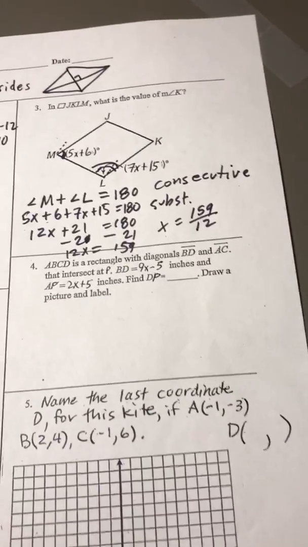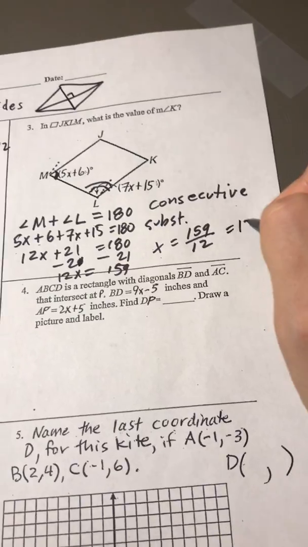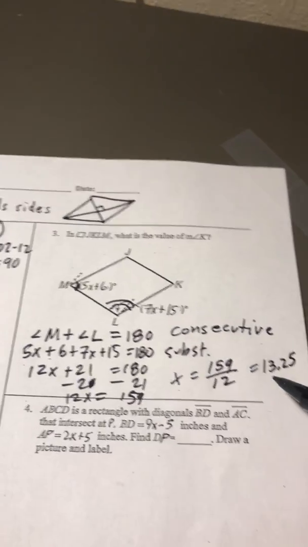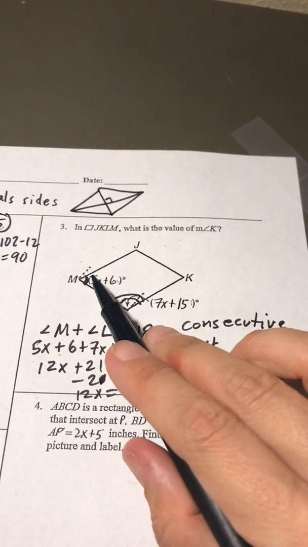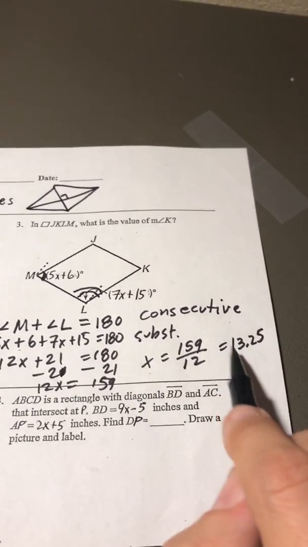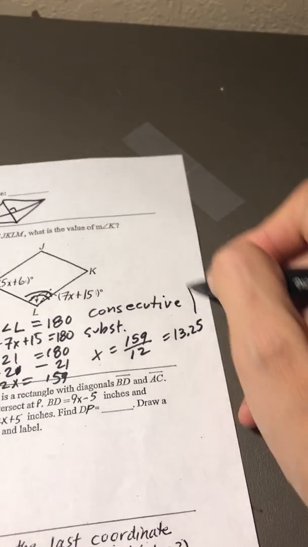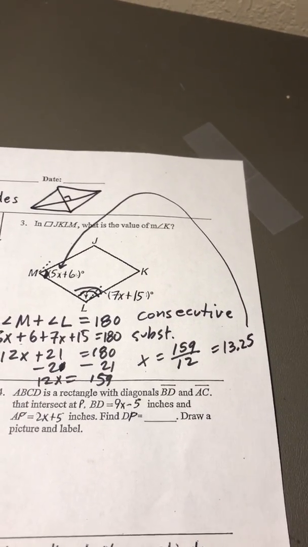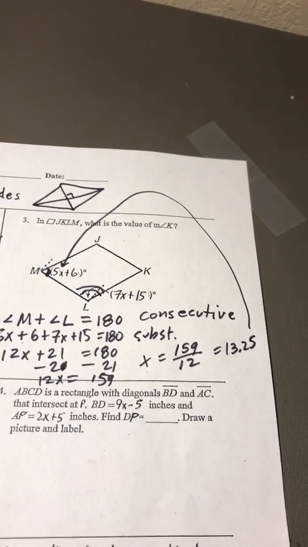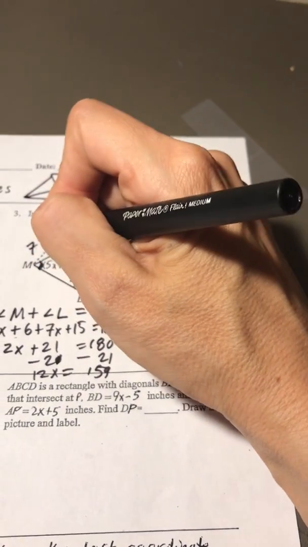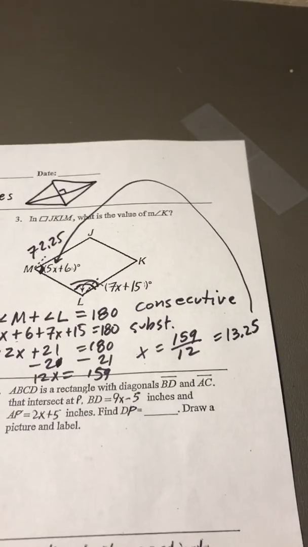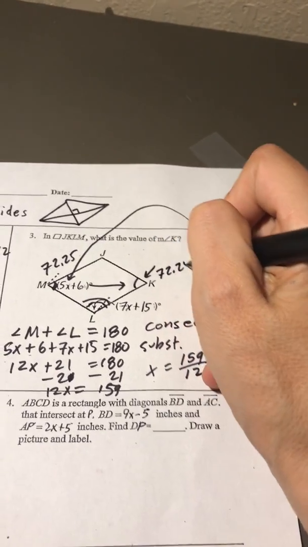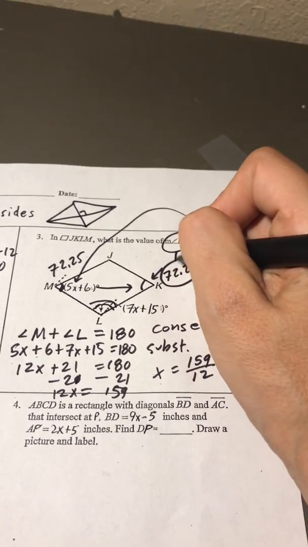Okay, so let's see what happens there. I end up getting 13.25. Not the end of the world, but okay, so x is 13.25. So now what we want to do is plug this back in just to double check. If I take 13.25 and plug it in where I see this x, I get 5 times 13.25 plus 6. So this angle I get is 72.25. So I now know that this angle K would have to be 72.25, and that's what they've asked me for. So that's my answer.